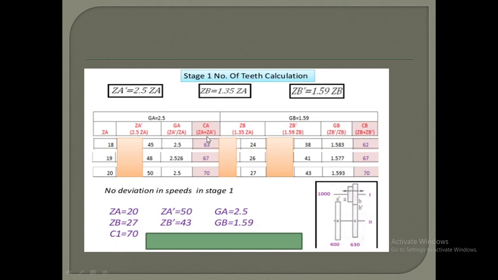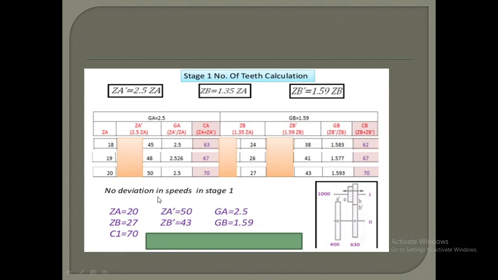What is the CA again? ZA plus ZA dash. This is the summation of this one and this one, which means this is the final total number of teeth. Okay, in a similar way for this GB also you have to calculate the number of teeth for the first stage.